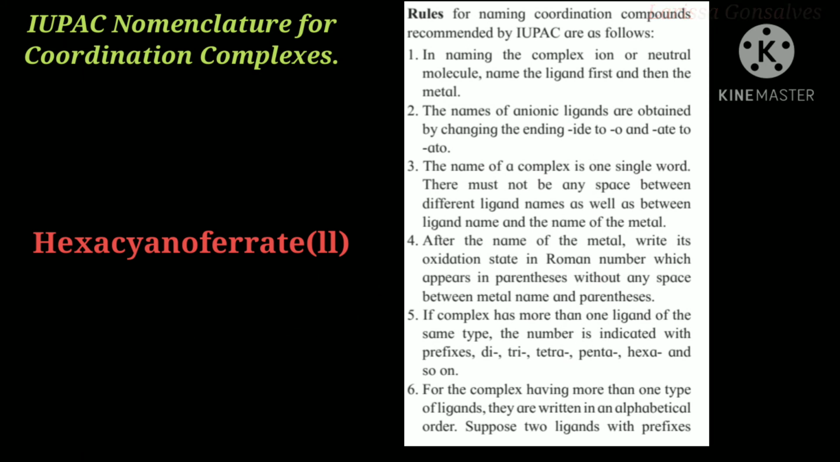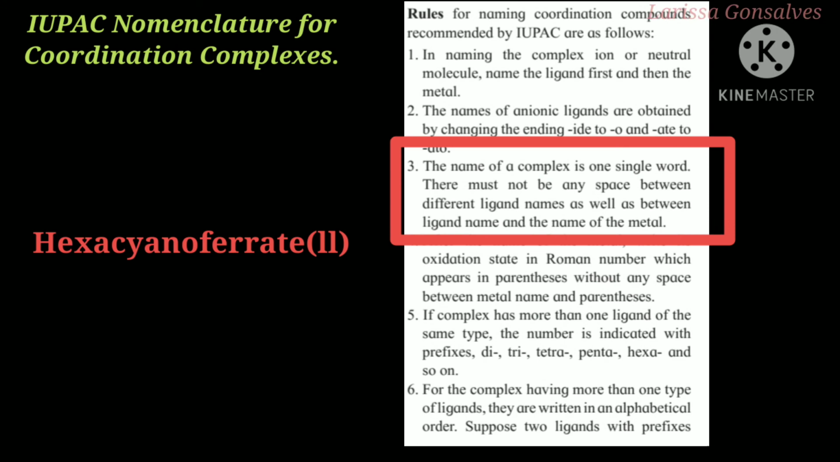The next rule is the name of a complex is one single word. So there must not be any space between different ligand names as well as between ligand name and the name of the metal. So just now you saw when we were solving for anionic complex, I did not put any comma or leave any space between the names.